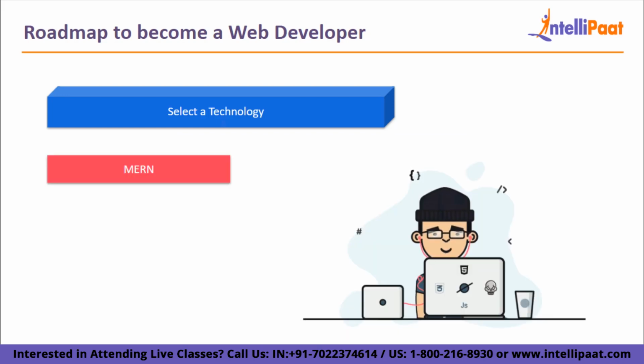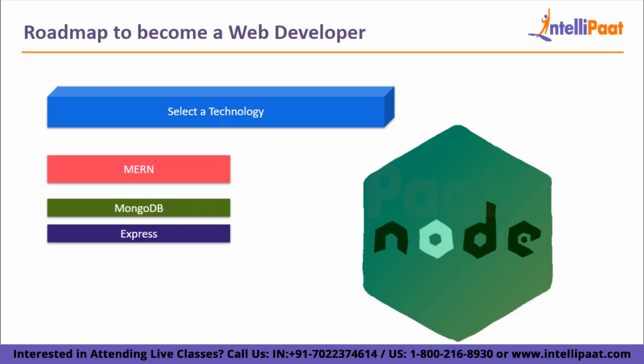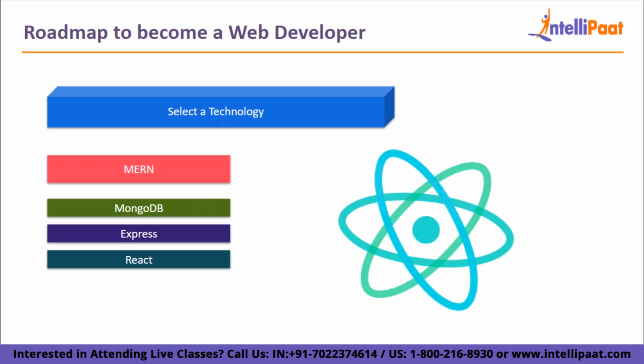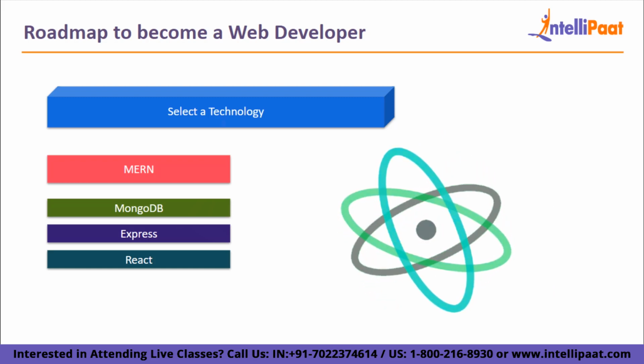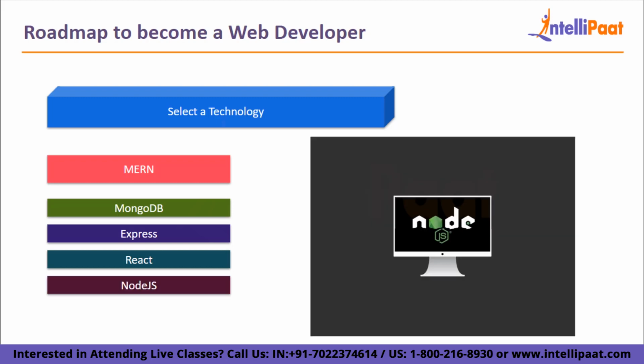Firstly, we have MERN. It is the most well liked and a trending technology, under which we have MongoDB, which is a data focused NoSQL database. Next, Express, which is a Node.js framework that supports get, put, post, and delete operations. After which we have React, which is a JavaScript package used to create single page apps and user interfaces. And lastly, we have Node.js, which is an open source server environment.